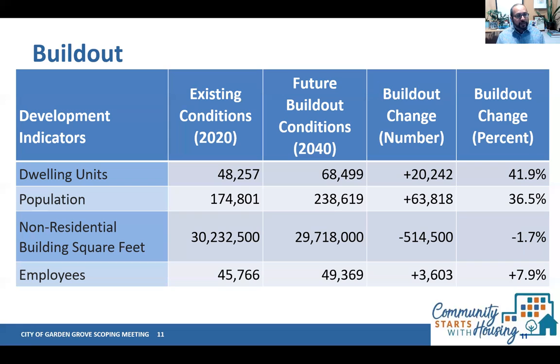Non-residential building square footage, which is mostly commercial and industrial buildings, and the square footage those accommodate. You can see those numbers are really large, but there's a drop in that number. There's almost a 2% decrease over the next 10 to 15 years in building square footage, only because to accommodate those housing units, it's not being put in vacant land, because there's no vacant land in Garden Grove.